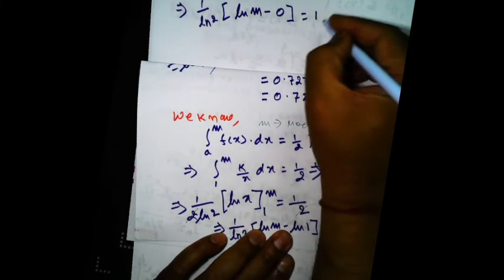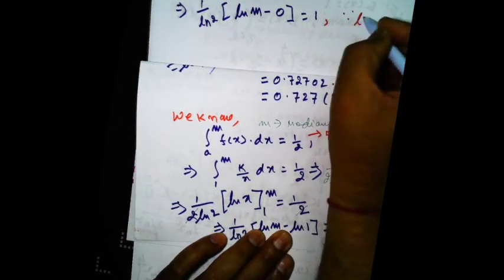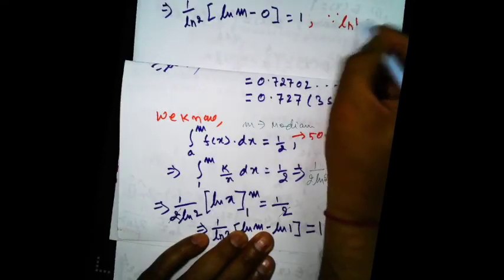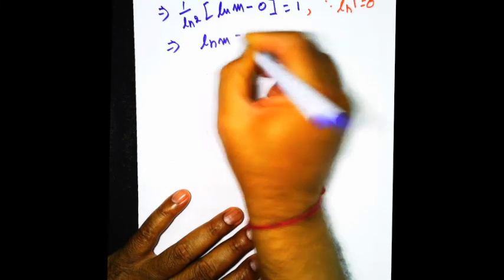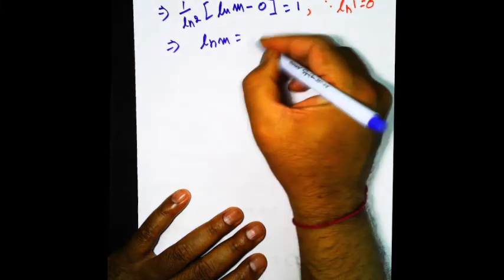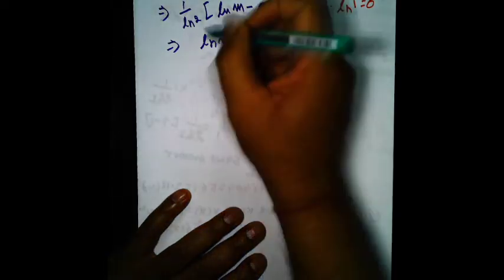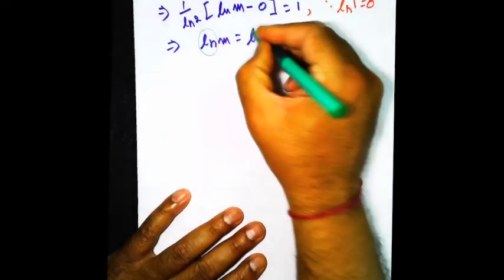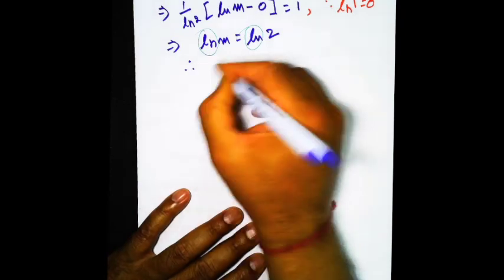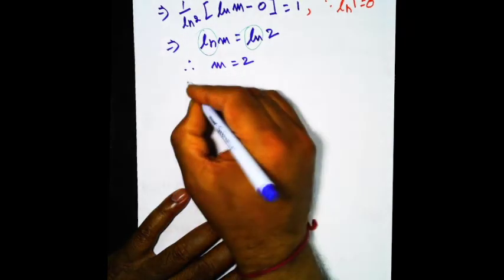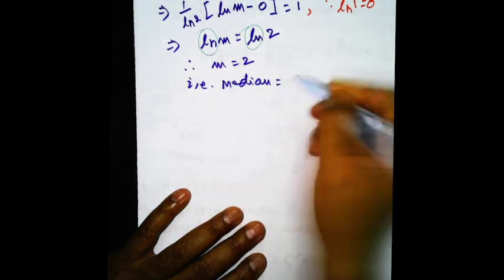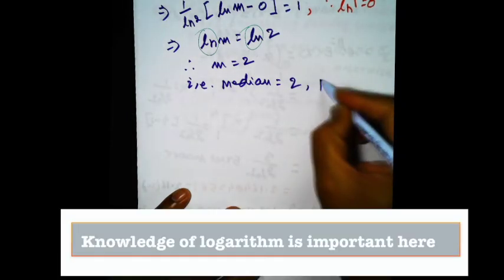So you know that ln of 1 is 0. Finally, we have ln m equals, if you transpose this to the right, ln of 2, and then from both sides you can eliminate ln and ln. Therefore, m equals 2. That is, the median is 2, hence proved.